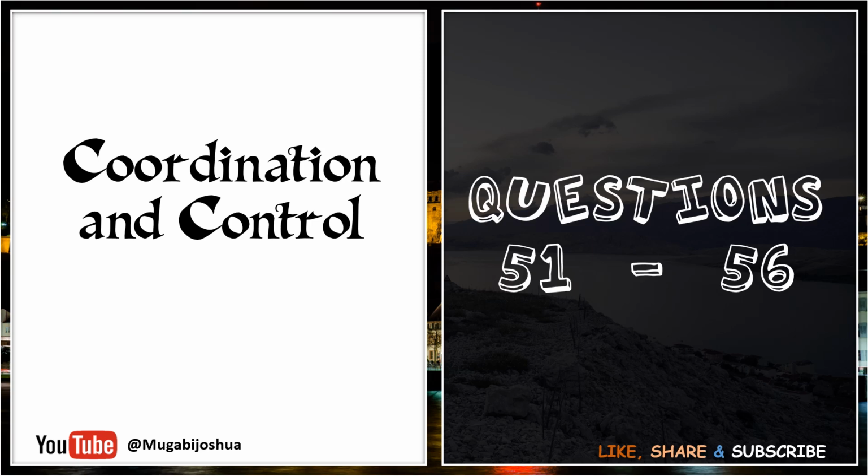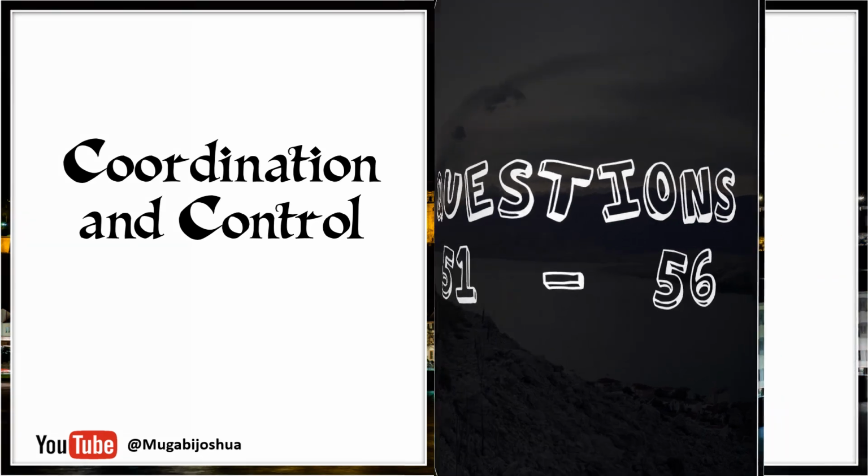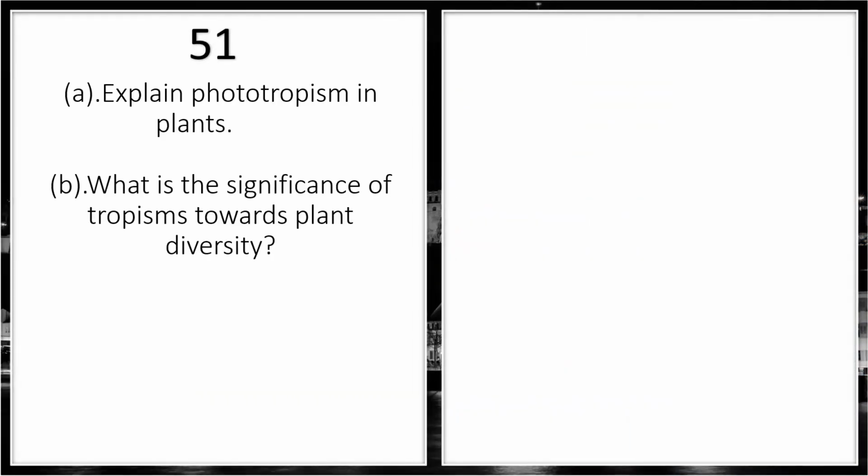Questions 51 to 56. Explain phototropism in plants. Part B. What is the significance of tropism towards plant diversity?